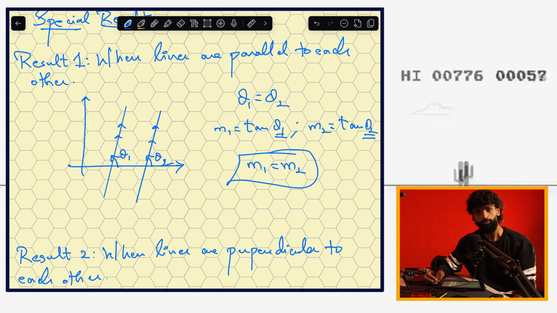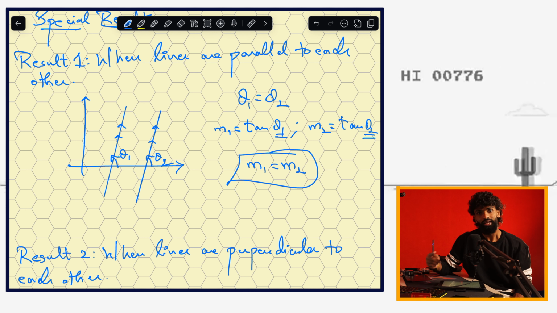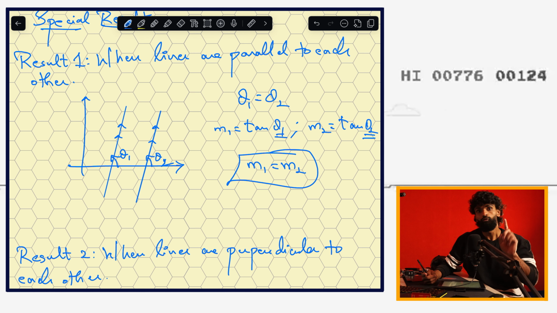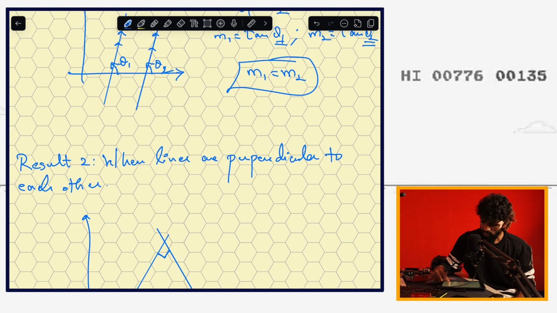When a set of parallel lines is given, the slopes of them are equal. I'll repeat that. When a set of parallel lines is given, the slopes of the lines are equal. So next time you see this, you can directly write m1 equals m2. Fine. For what? For parallel. Now what happens if it is perpendicular?